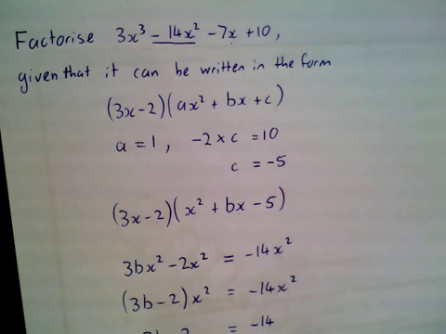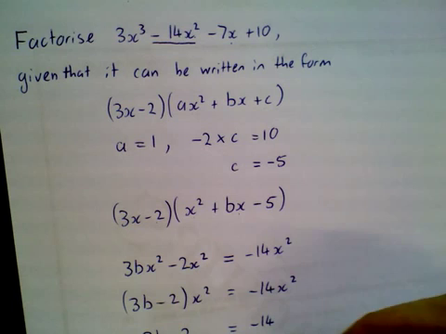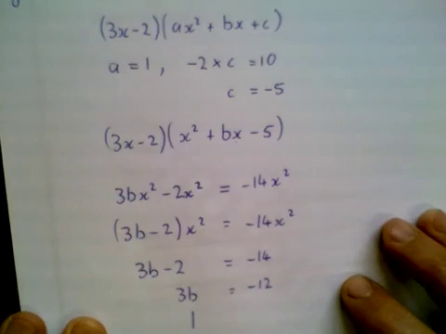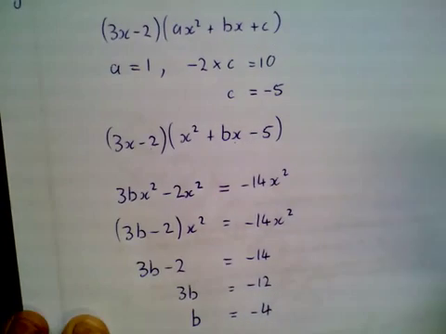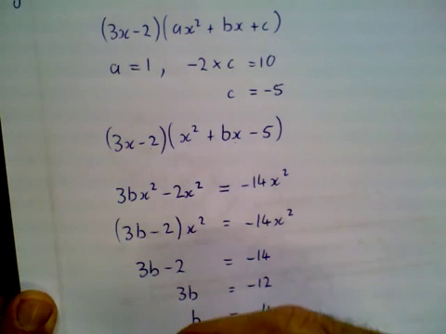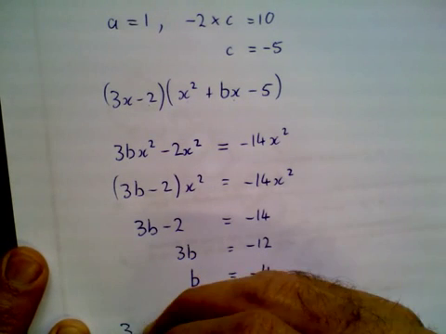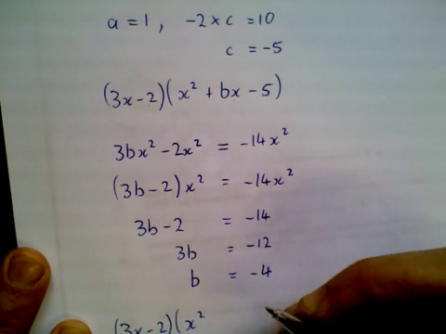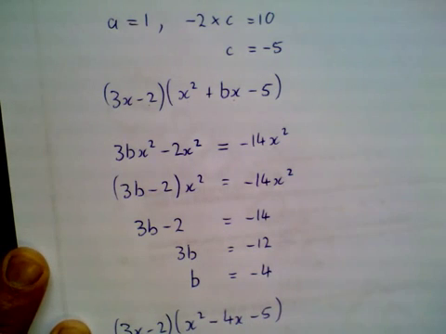Solving that equation, we can add 2 to both sides to get 3b is equal to negative 12, and then dividing both sides by 3, we get b is equal to negative 4. Therefore, the final factorised form is 3x take 2 times x squared, and our b value was negative 4, c value was negative 5.